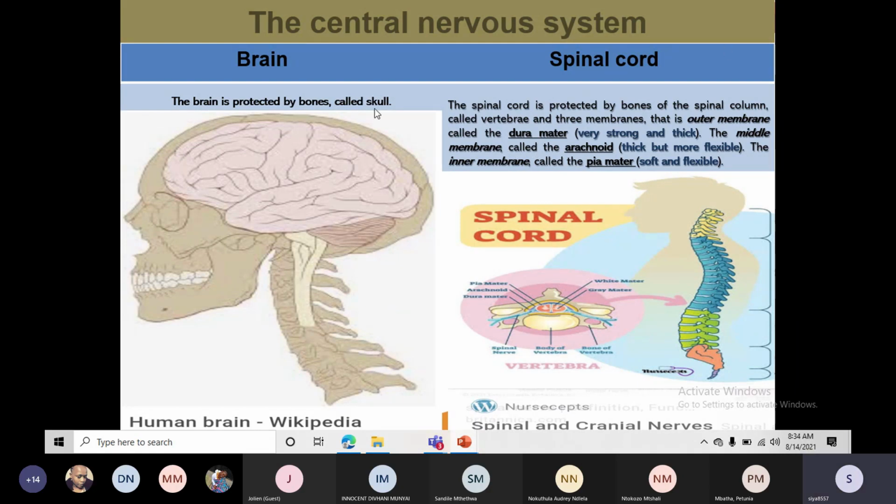So those questions might come: what protects the brain, what protects the spinal cord? They're both protected by bones, but the brain is protected by the skull and the spinal cord is protected by the vertebrae. The vertebrae are also divided by three membranes. The outer membrane is called dura mater, which is very thick and strong. That is on the outside.